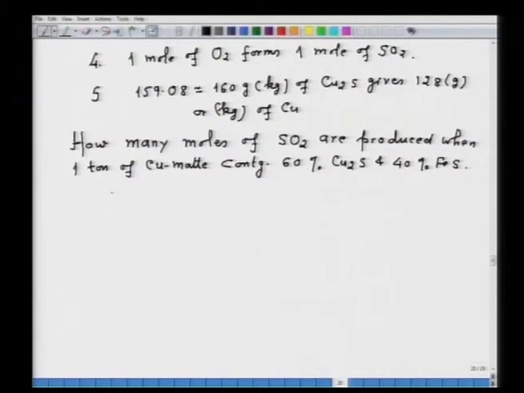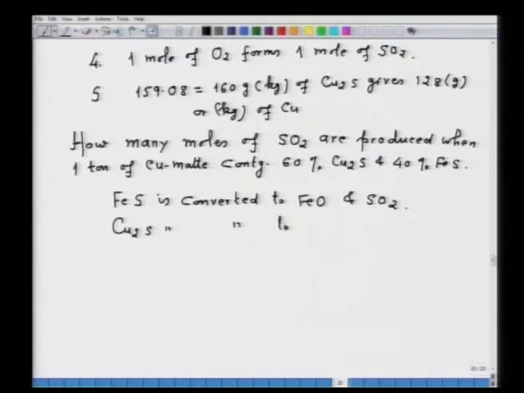Now, here FeS is converted to FeO and SO2, and Cu2S is converted to copper liquid and SO2. Now, we can write down the balanced chemical equation.